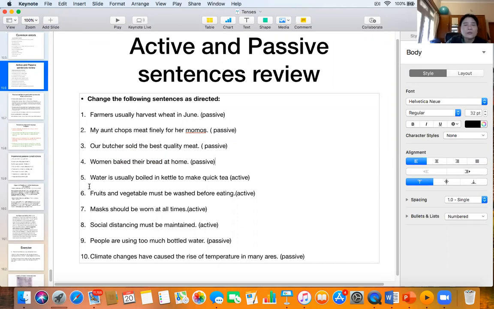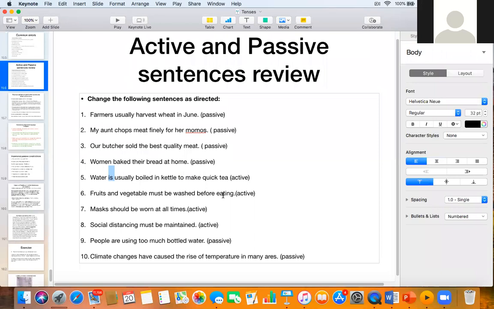Alright. Okay. What about number 5? Water is usually boiled in kettle to make quick tea. Now this is passive. You say is boiled. Now this is only an adverb over here. So is boiled, which makes it passive. Water is usually boiled in kettle to make quick tea.